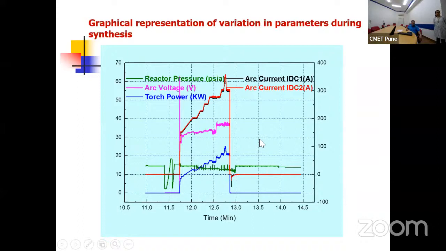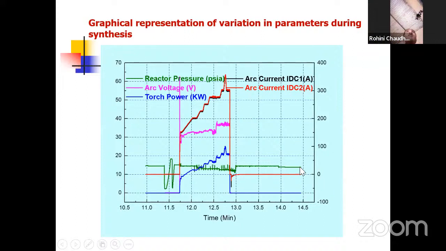So basically, this is the graphical representation of different parameters during synthesis. This is the time, and there are two Y scales. This is showing reactor pressure, arc voltage, torch power. And I told you there are two DC power supplies, 15 kilowatt each. So this axis is showing the current of those two power supplies.